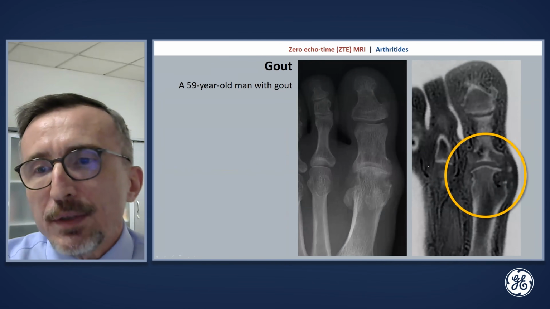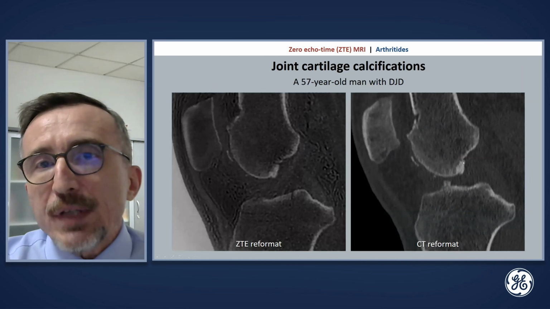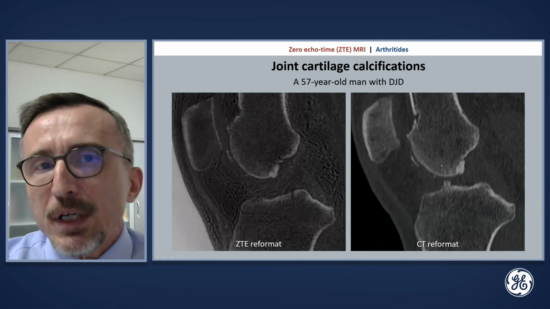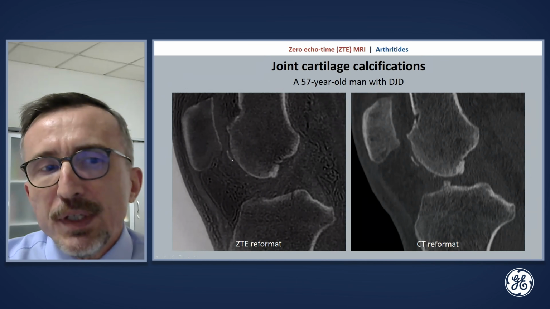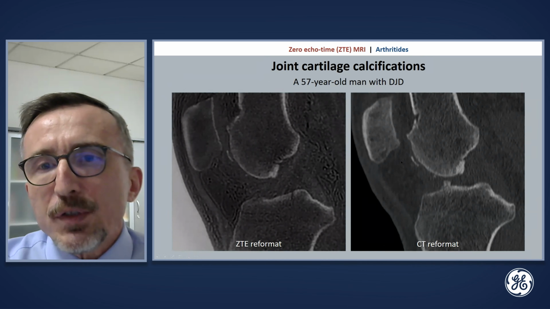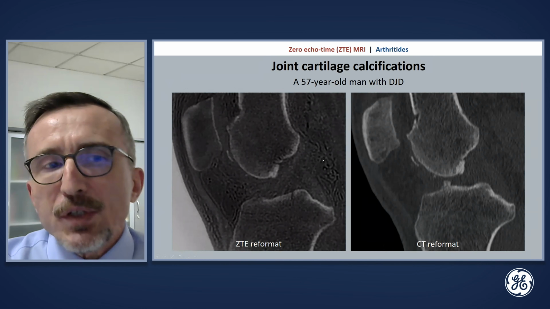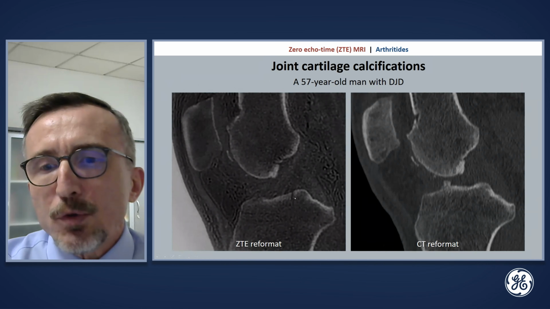Gout is also another inflammatory arthropathy where we can make use of ZTE, as shown here. The punched out erosions are nicely depicted along with other conditions going on there, like the tophi. And some of the joint cartilage calcifications are also nicely depicted with ZTE, as shown here in this patient. There is the surface deposition of some minerals, as you can see here, which has been verified with CT, which is quite comparable to the ZTE reformat here.